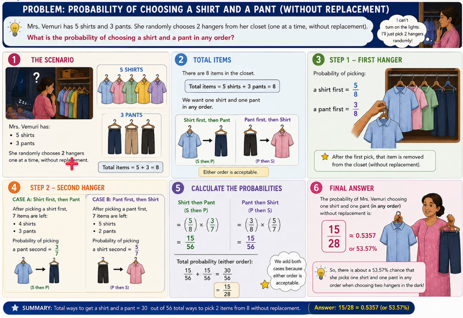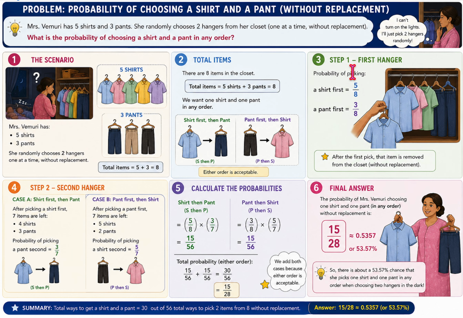So she randomly will choose 2 hangers, one at a time without replacement. So currently there are 5 shirts, 3 pants. Total number of items 5 plus 3, 8. Now, it can be of any order, means shirt first, next pant, or pant first, then shirt. Okay, either order is acceptable.